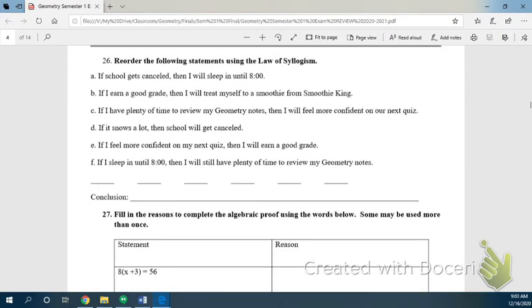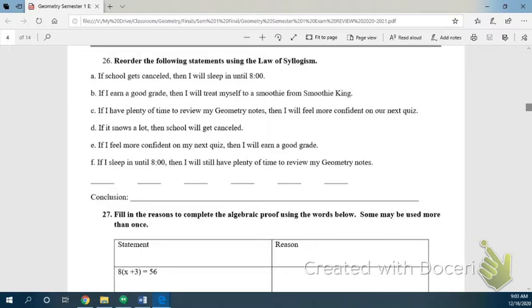They want us to reorder this statement based on law of syllogism. So you're trying to look for those matching. With law of syllogism, you cut out the middleman. So you're trying to see ones that match. For example, I will sleep till 8. That is also I will sleep till 8. So you're trying to find ones that will match up.